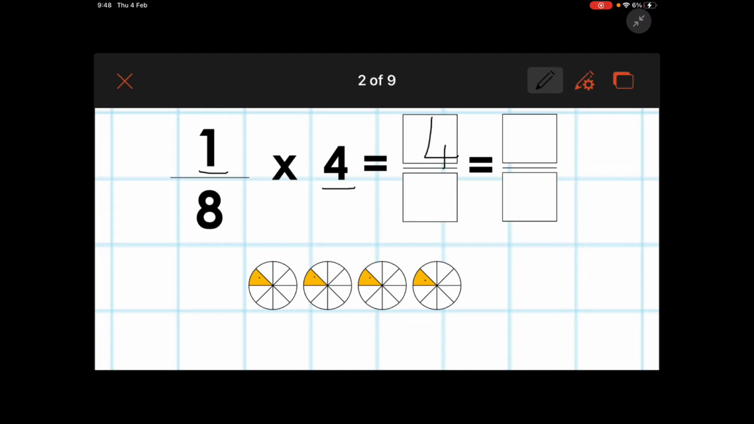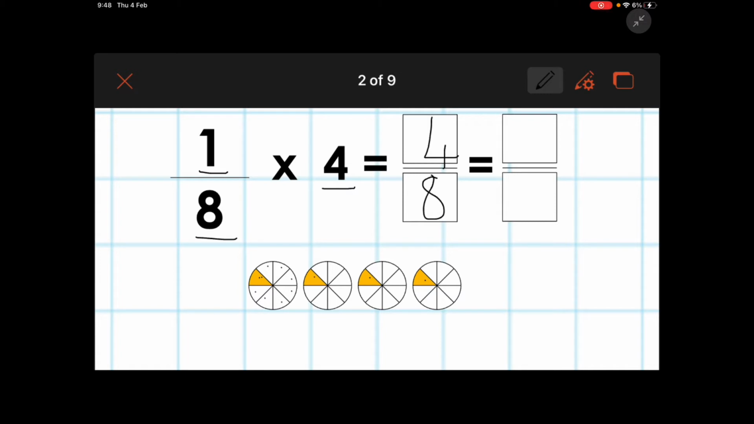Now if we have a look at the denominator here, and if we count one whole representation at the bottom, 1, 2, 3, 4, 5, 6, 7, 8. We have a denominator of 8. So the answer to 1/8 multiplied by 4 is 4/8.